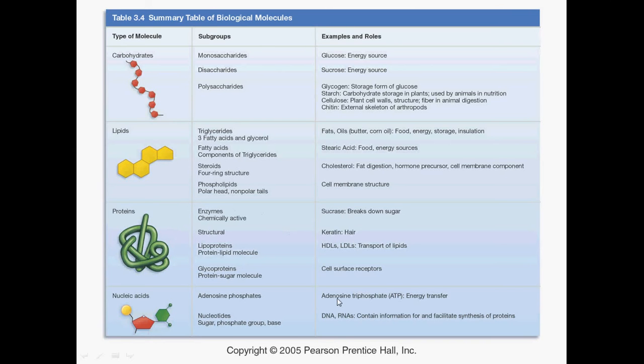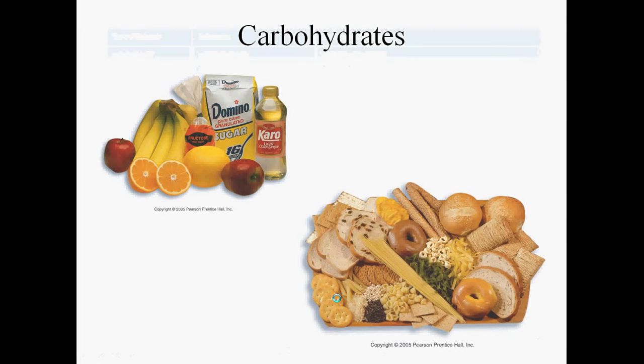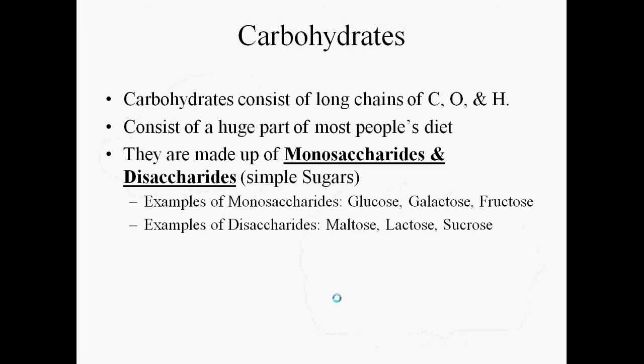We're going to take a minute to discuss each one of these classes of macromolecules right now. First, let's talk about carbohydrates. Carbohydrates consist of long chains of carbon, oxygen, and hydrogen, and they consist of a huge part of most of you all's diet. They are made up of monosaccharides and disaccharides, which we consider simple sugars. Some examples of monosaccharides include glucose, galactose, and fructose, while disaccharides include maltose, lactose, and sucrose.